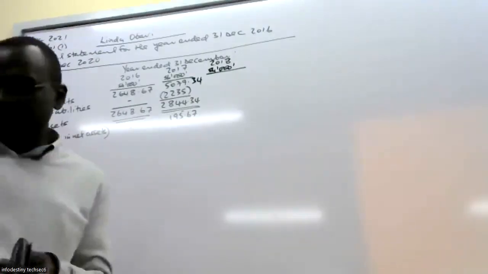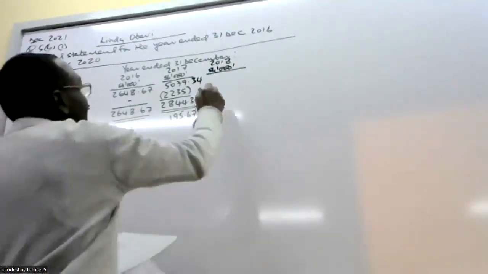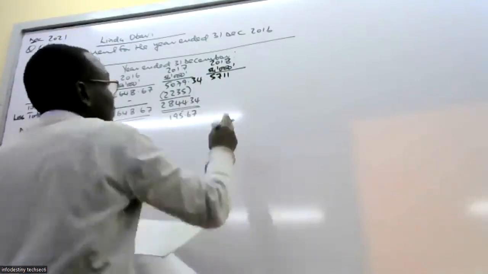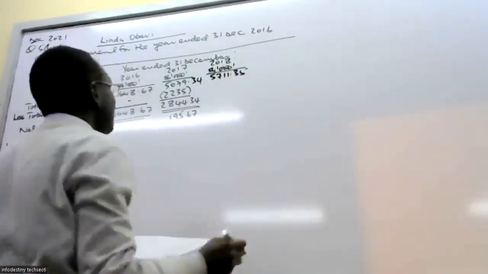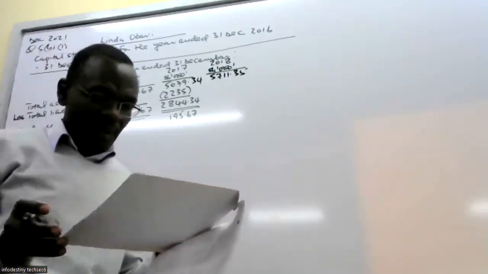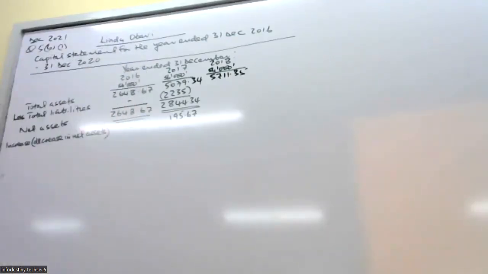Then 2018, again, we're given the total assets. In 2018, the total assets are 5711.35 in thousands of shillings. And liabilities we have to get. So liabilities will be the bank loan plus creditors. So the bank loan is 1566. Creditors is 891. So the liabilities is 2457.